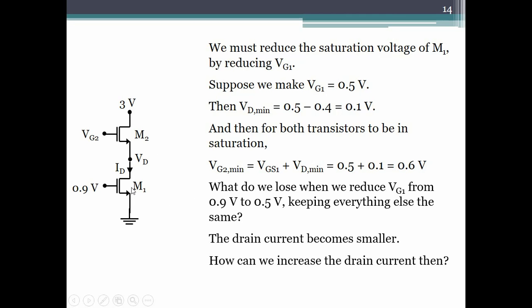So how do we increase the drain current then? Suppose I want to make VG1 as 0.5 but I still want a larger current because I want a larger speed. What do we do? We increase the W by L of both the transistors, and everything else will remain the same. And of course the next question you should ask in your mind, but we will not address today, is what is the impact of increasing W by L? What does that do to other performance parameters of the circuit? You think about it. I will not discuss it today, another time.